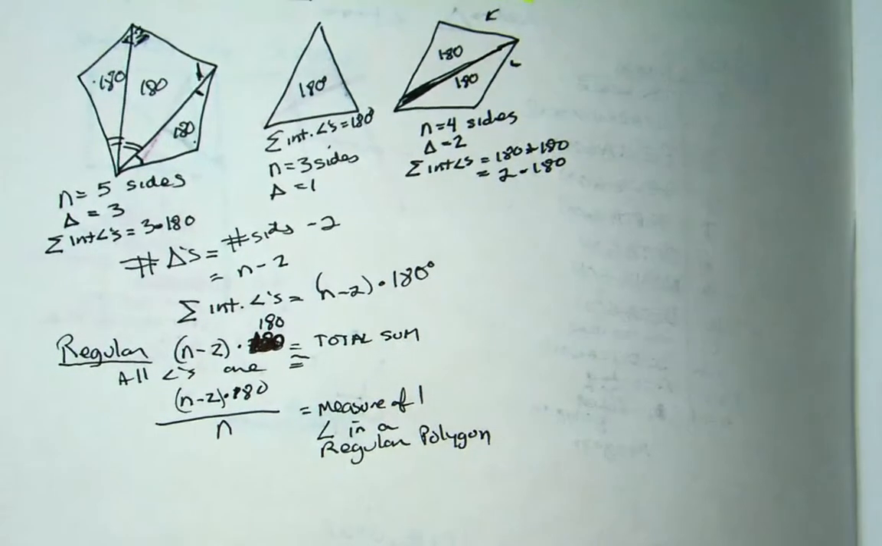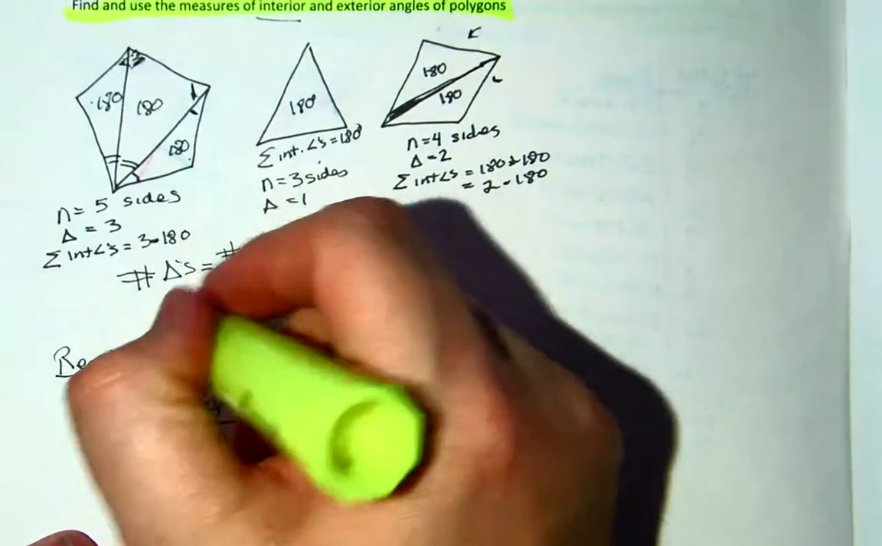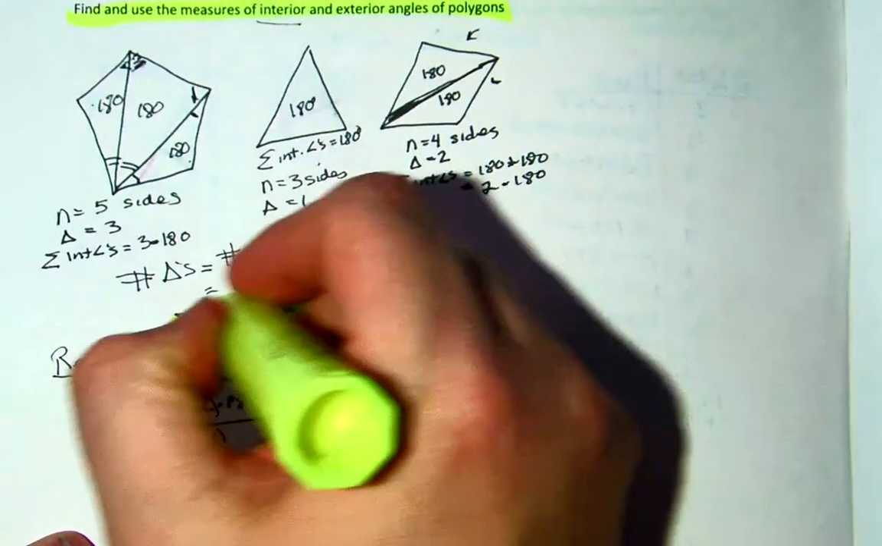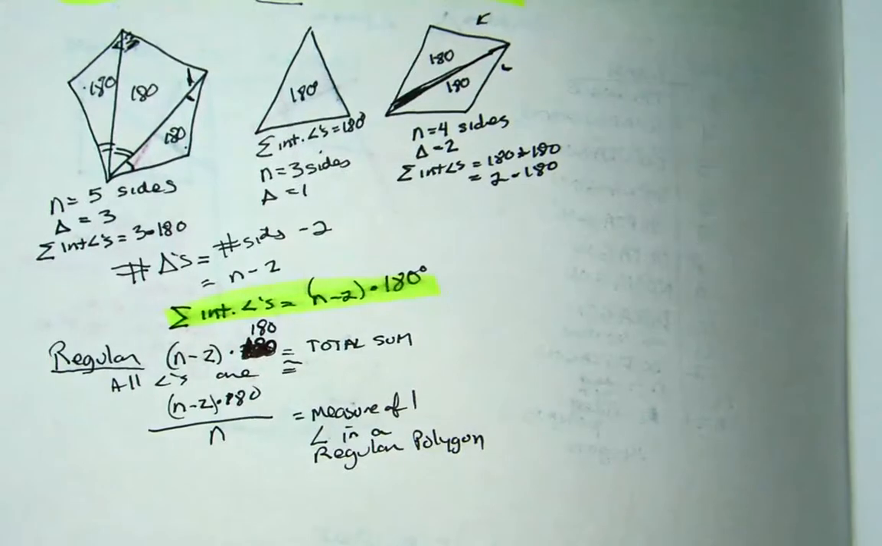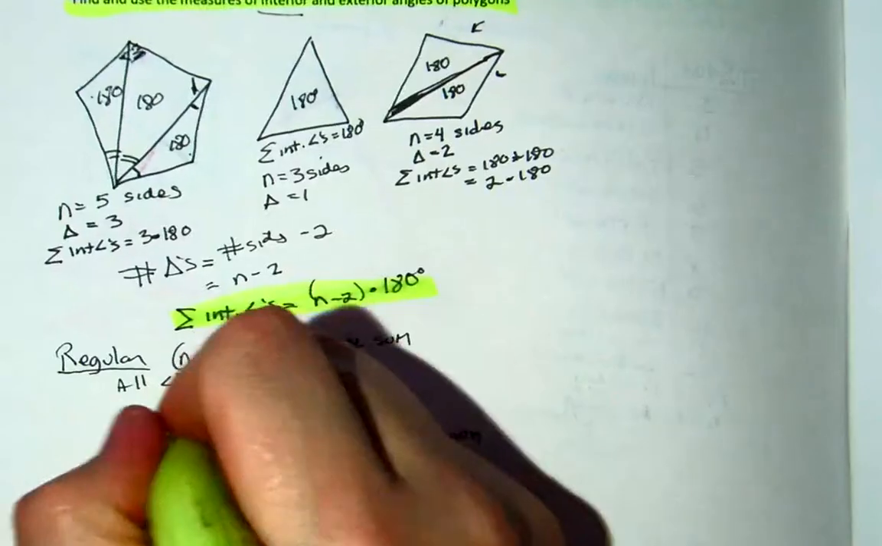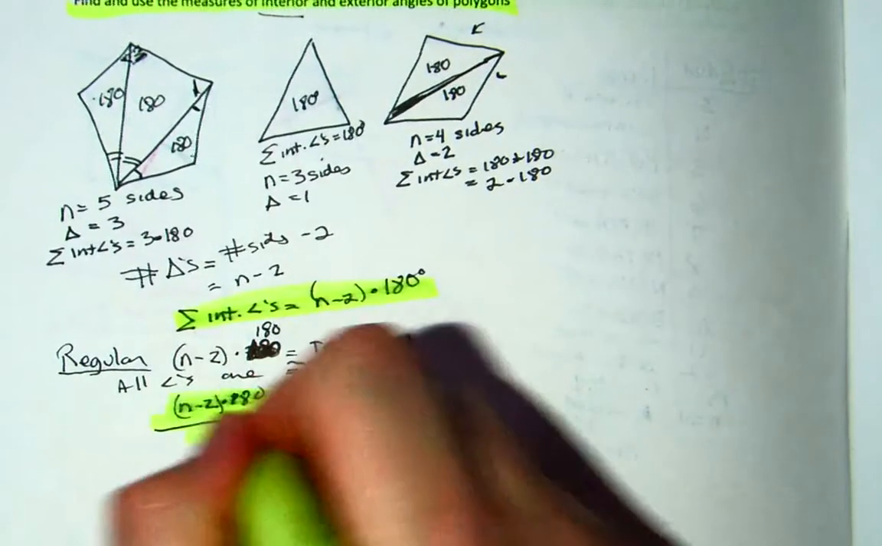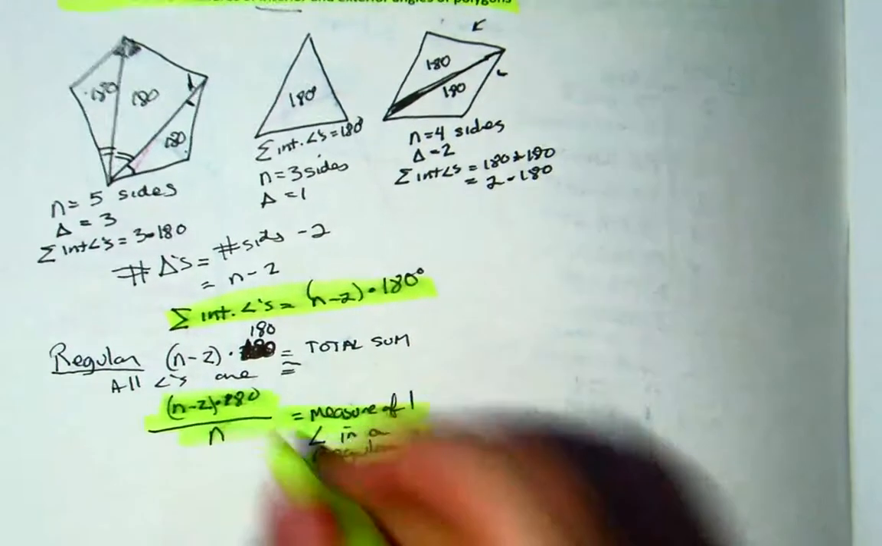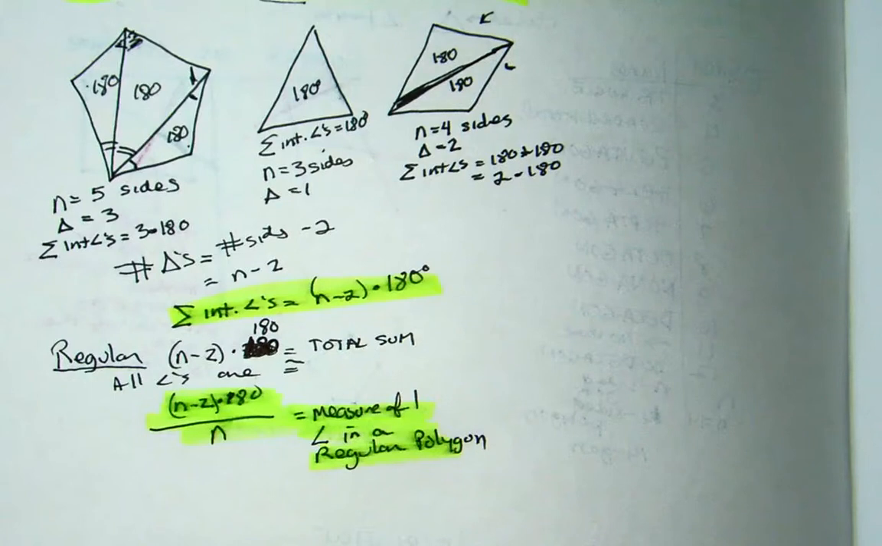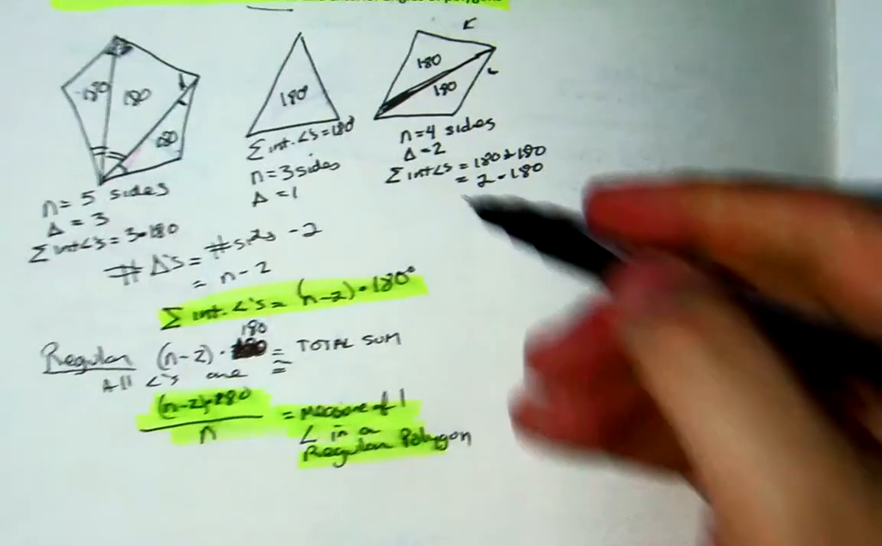So there are basically two formulas that you have in here, and I'll highlight them for you. The sum of the interior angles for any polygon is n minus 2 times 180. The measure of one angle in a regular polygon, if it's regular, is n minus 2 times 180 divided by n.